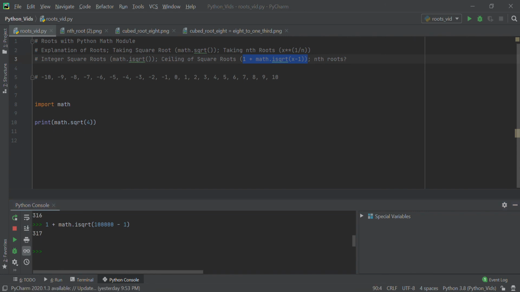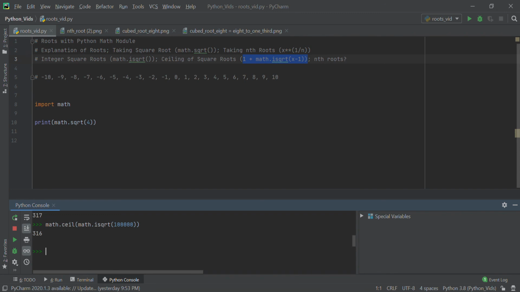And so, as I mentioned before, this is the way that's recommended in the documentation for the math module. So check out that link in the description. But there are other ways you can do this, I suppose. So you could take the ceiling using math.ceil that we learned about. So math.ceil of math.isqrt of 100,000.